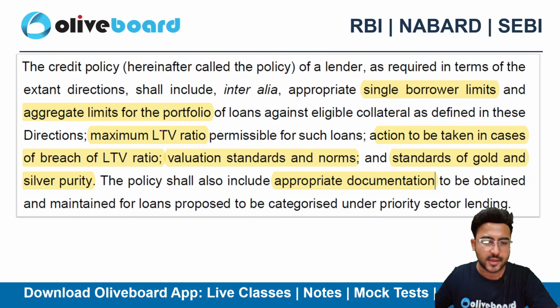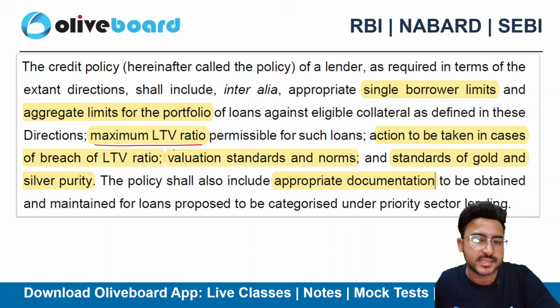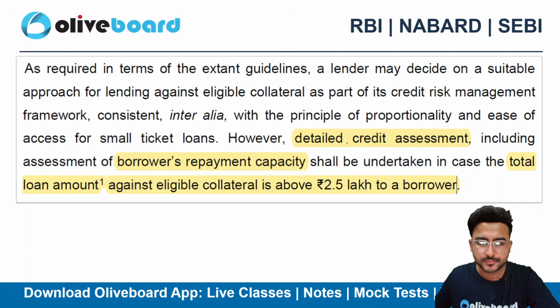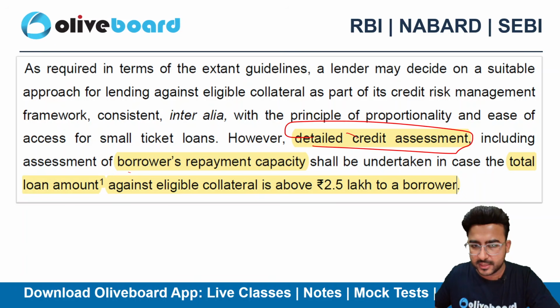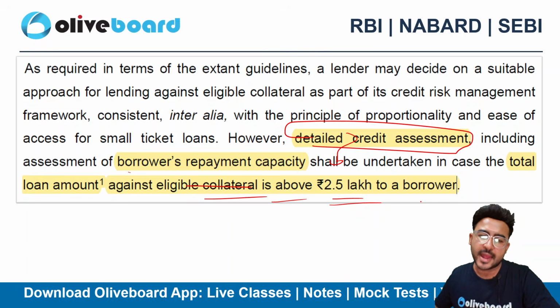A single borrower limit we have already discussed. There is a maximum LTV ratio criteria as well. Okay, we'll be discussing that as well. Do remember the detailed credit assessment will be done if the eligible collateral is above 2.5 lakh, right, to the borrower.